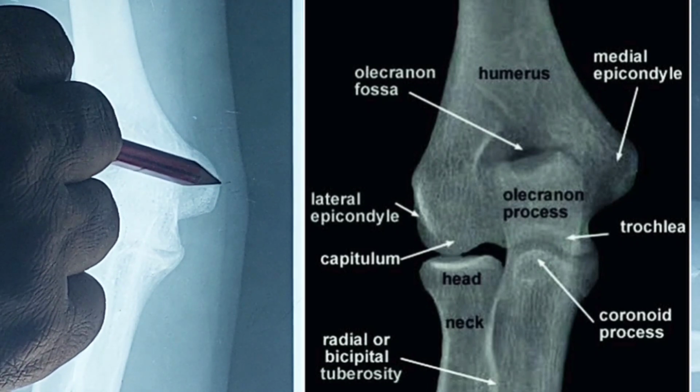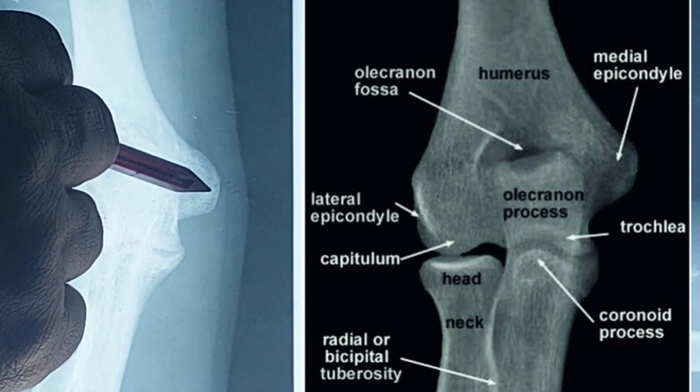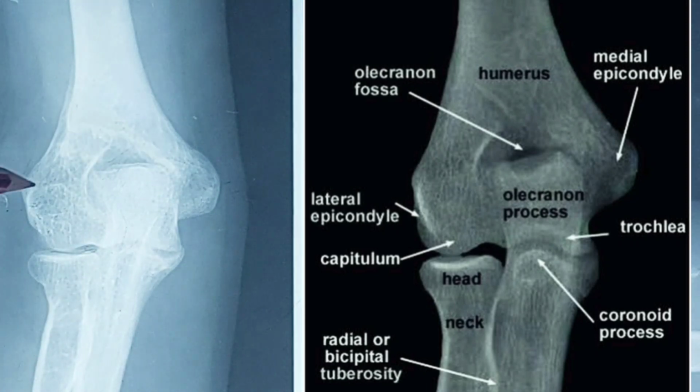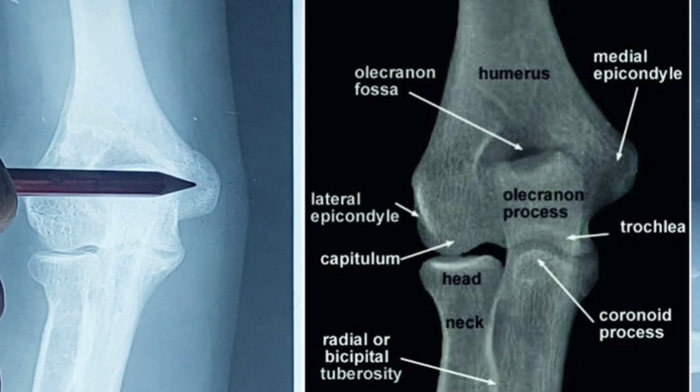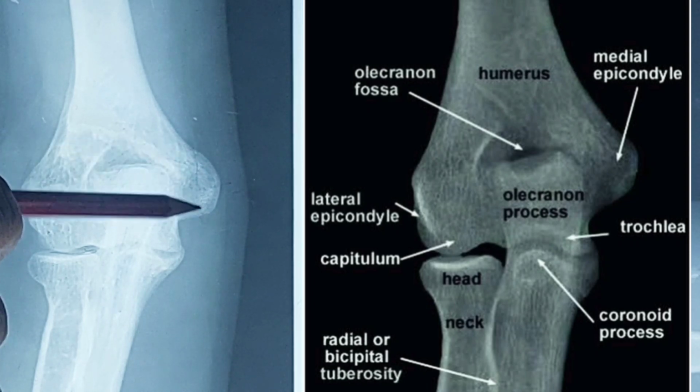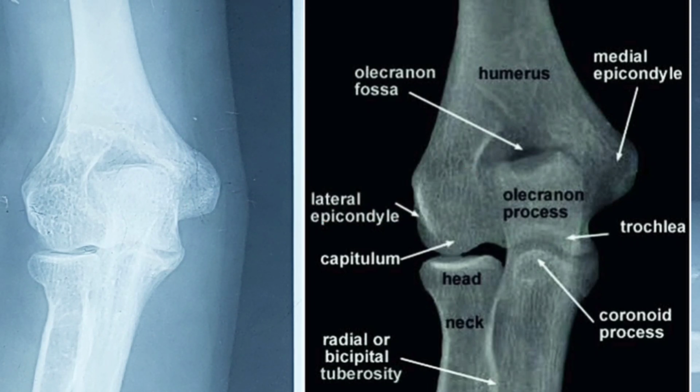The muscle attached to the medial epicondyle is the common flexor tendon of the forearm, and to the lateral epicondyle, the muscle attachment is the common extensor tendon of the forearm. But one important nerve is related behind the medial epicondyle, and that nerve is the ulnar nerve. So sometimes this question is also asked if you are given this X-ray film.